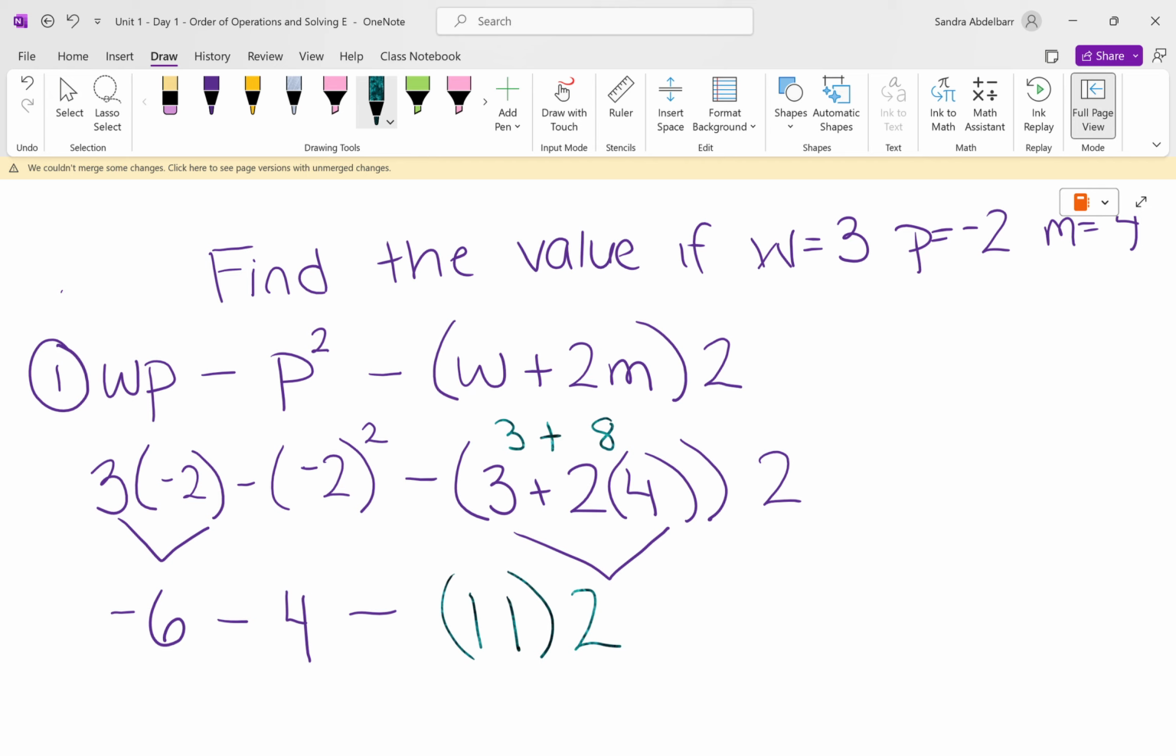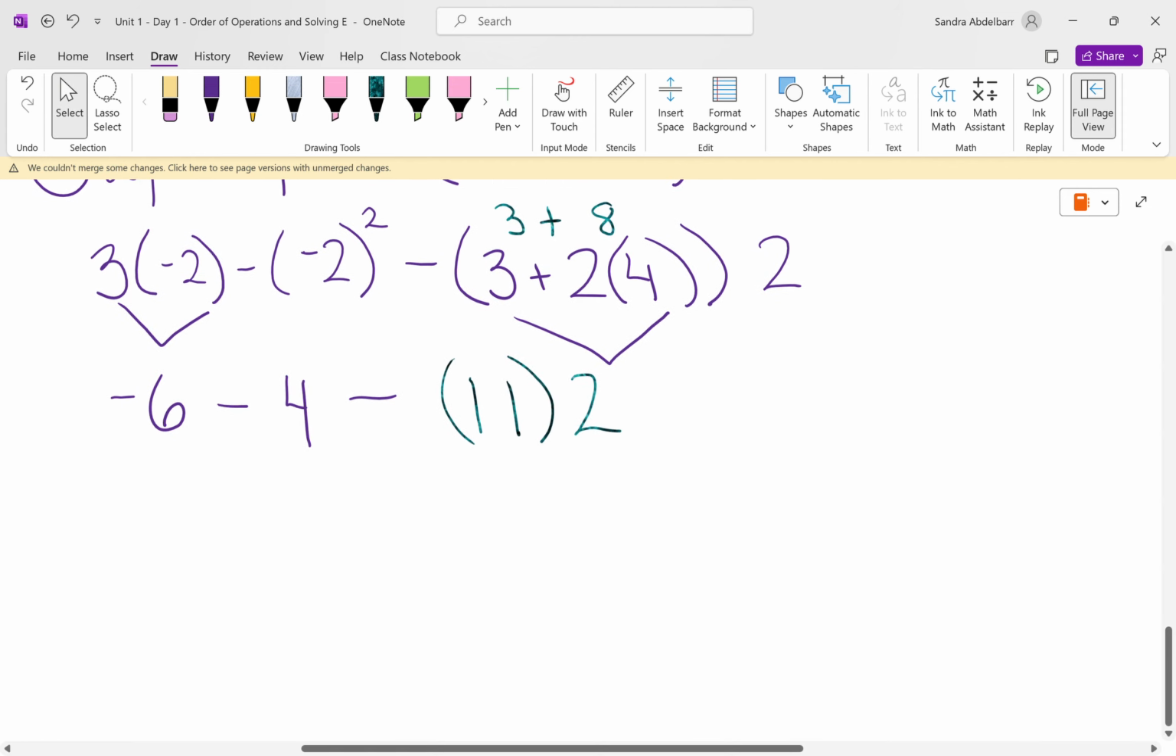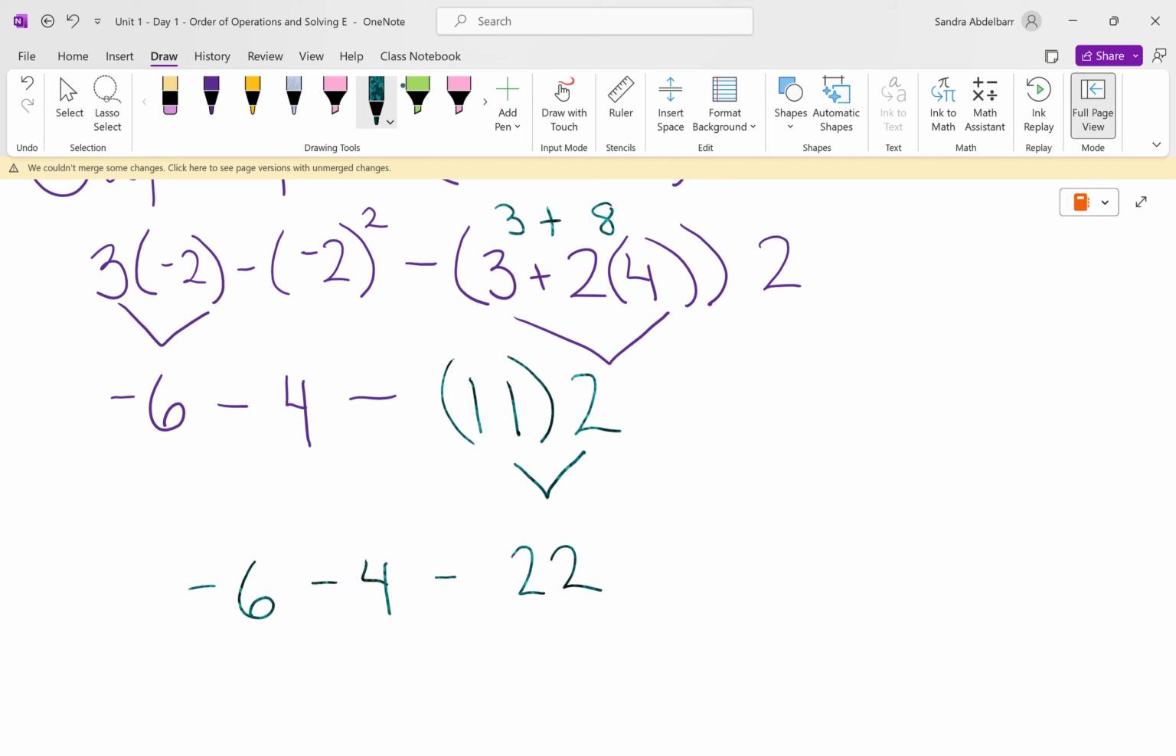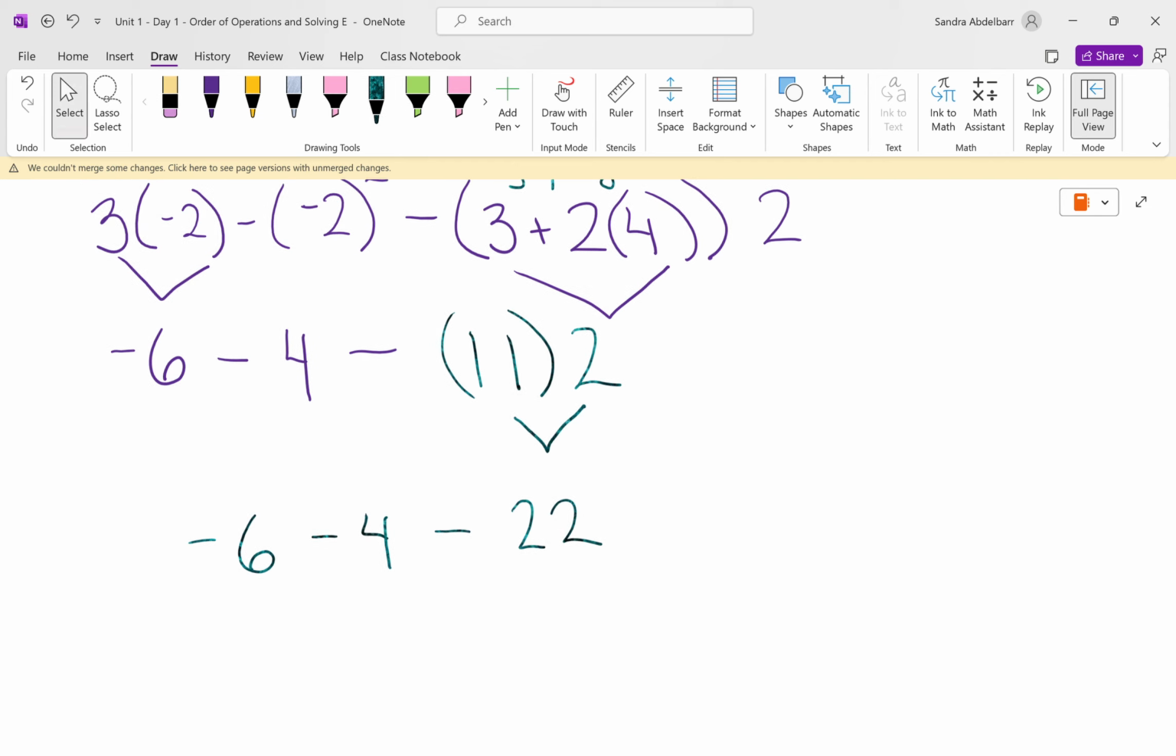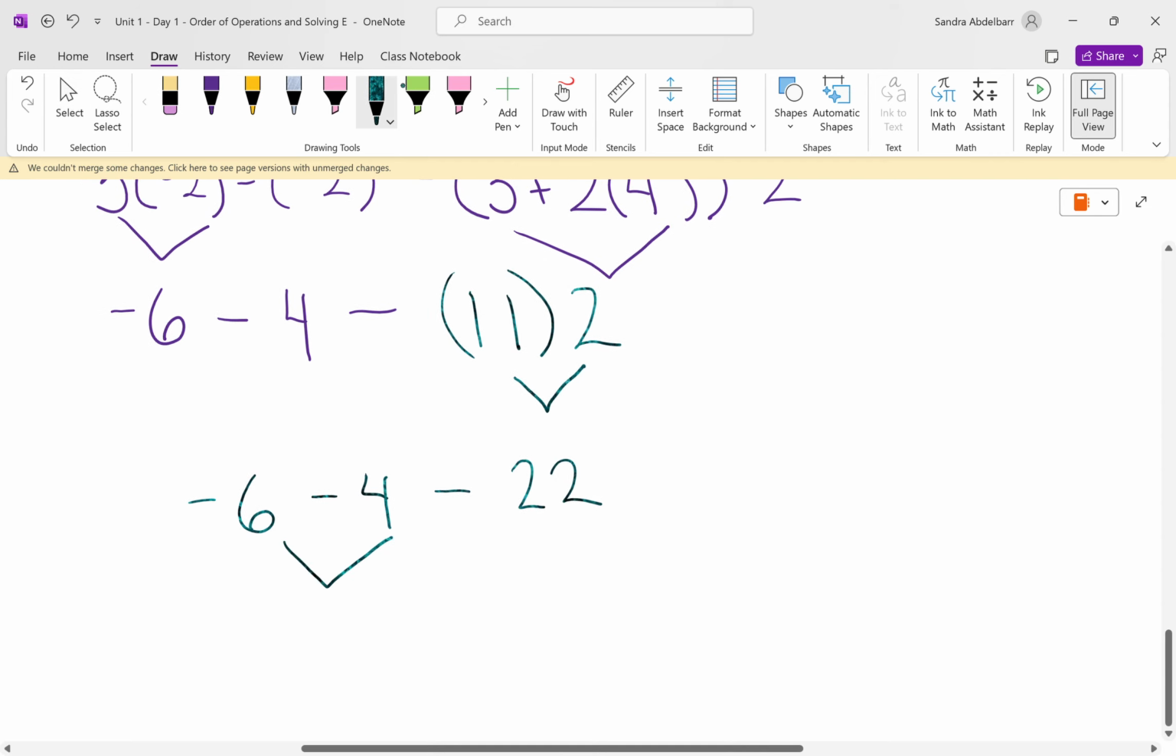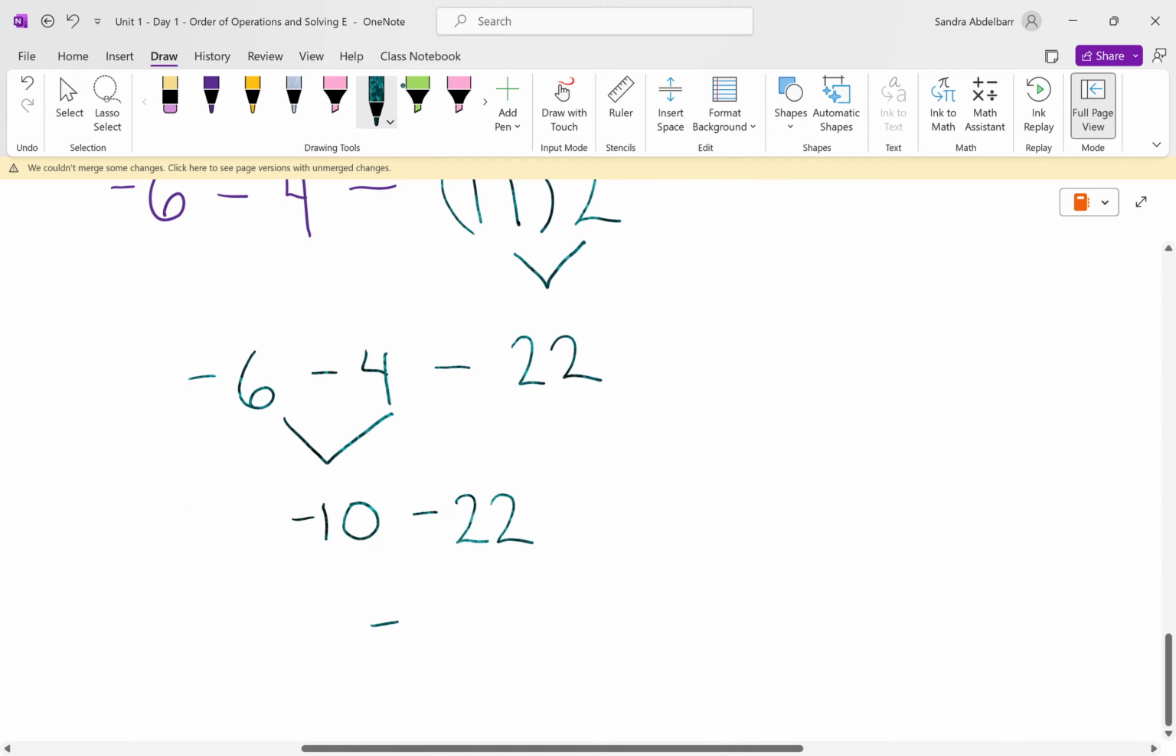But now we're taking that 11 and it needs to get multiplied by 2, right? When you have a number and then parentheses and then a number, isn't that multiplication? So now I want to multiply. 11 times 2 is 22. And then we are -6 minus 4 minus 22. So -6 minus 4 is -10. -10 minus 22 is -32.